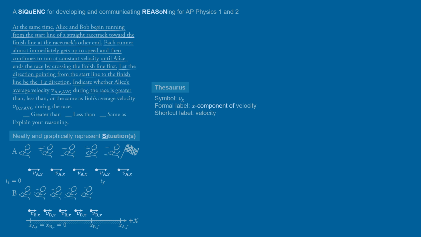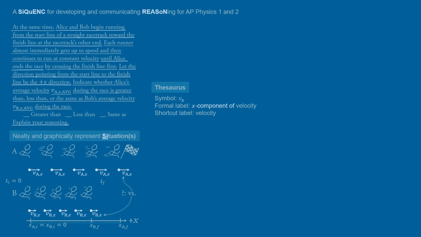Indicate whether Alice's average velocity v sub a, x, average during the race is greater than, less than, or the same as Bob's average velocity v sub b, x, average during the race. We note this directive by writing a question mark to indicate that we are to compare Alice's average velocity and Bob's average velocity, or just as well, because Alice and Bob are performing constant velocity motion, Alice's velocity and Bob's velocity.